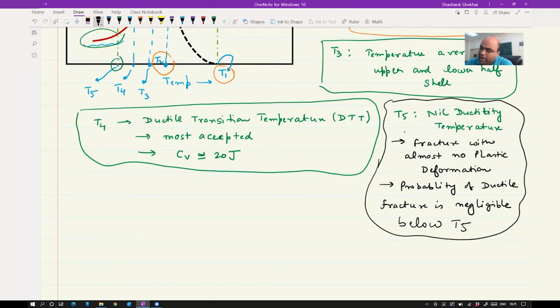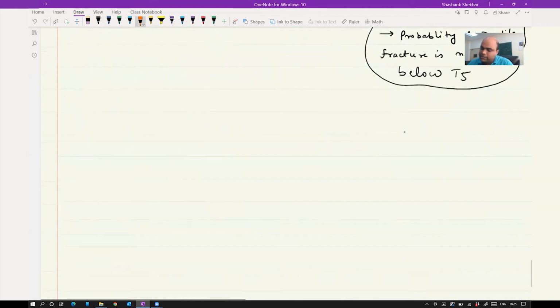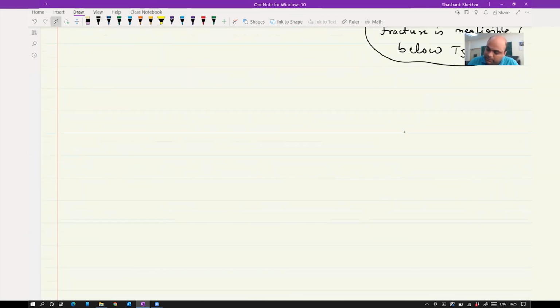So we have 5 different criteria to measure transition temperature, and the most famous or most accepted is DTT, which corresponds to a temperature at which your impact energy is 20 joule. Okay. Now the last topic in this impact testing is the effect of crystal structure on DBT. So you have, say, FCC crystal structure or BCC. So how is your curve going to change? That is what we are going to talk about now.